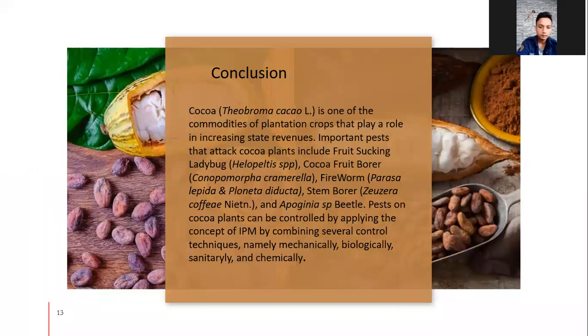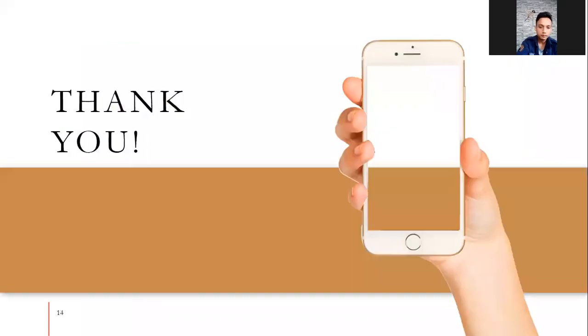So the conclusion is that cocoa, or Theobroma cacao L, is one of the commodities of plantation crops that play a role in increasing state revenues. Important pests that attack cocoa plants include the fruit-sucking ladybug or Helopeltis spp, cocoa fruit borer, fireworm, stem borer, and Apogonia spp. Pests on cocoa plants can be controlled by applying the concept of IPM by combining several control techniques, namely mechanically, biologically, sanitarily, and chemically.